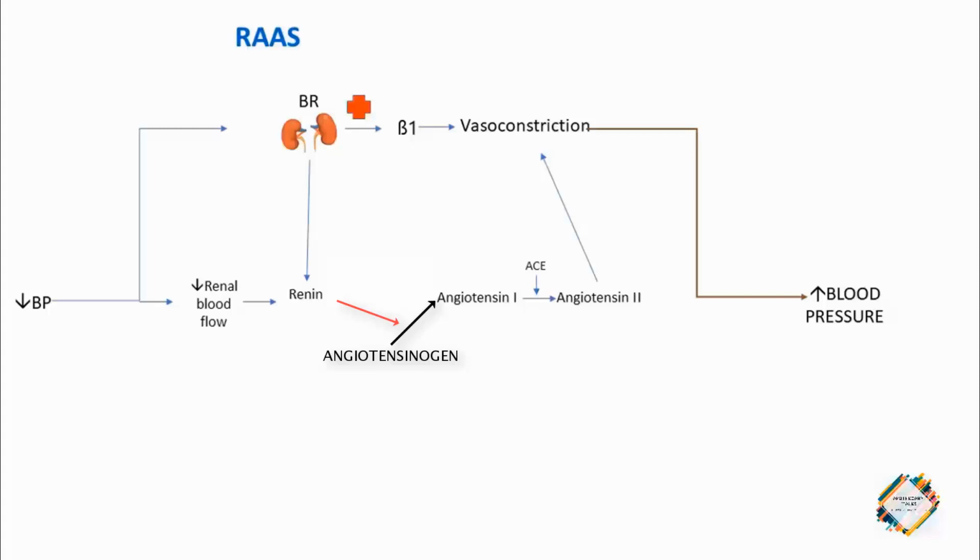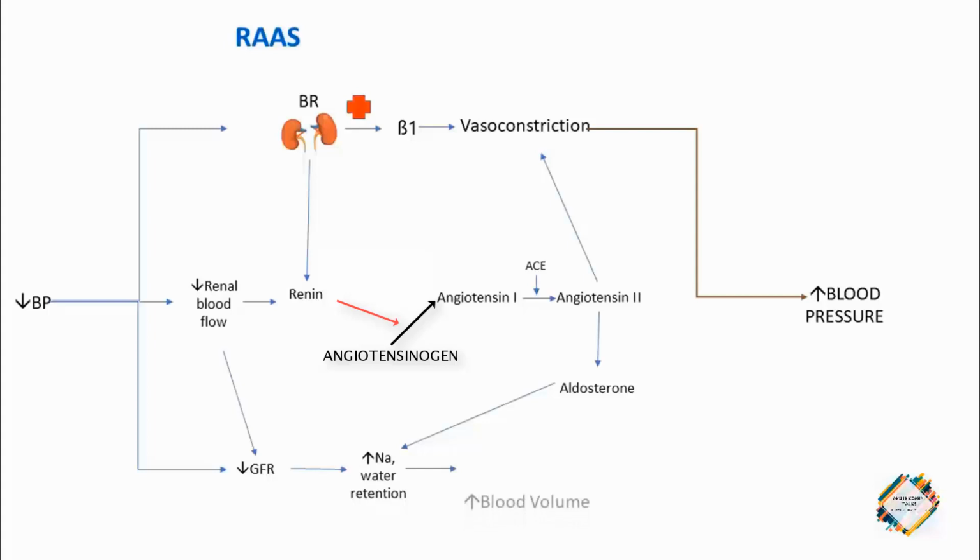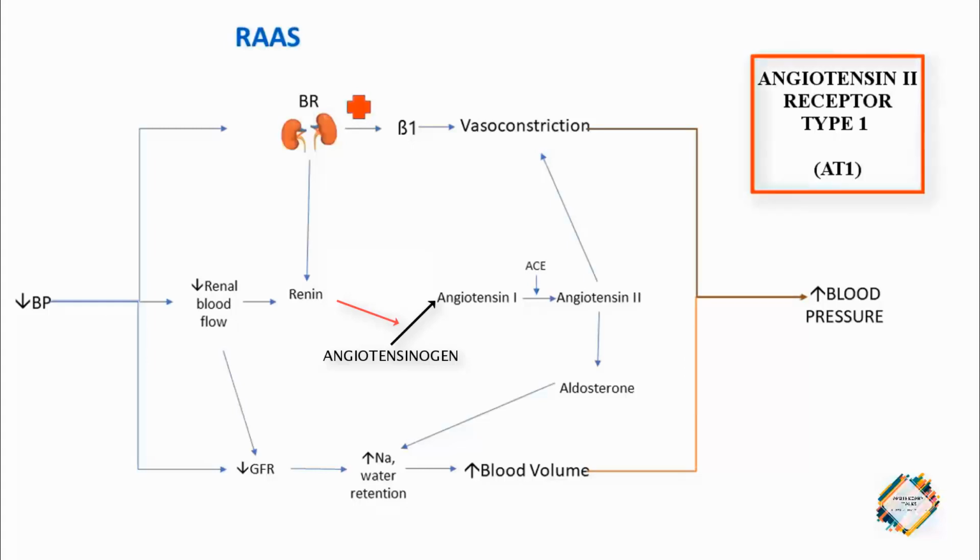What happens is that angiotensin 2 will stimulate aldosterone secretion, which will lead to increased renal sodium reabsorption and increased blood volume. When the blood volume increases, what happens? Naturally, there is an increase in blood pressure. And one thing to keep in mind is that all of the actions exhibited by angiotensin 2 are mainly mediated by the stimulation of the angiotensin 2 type 1 receptors.